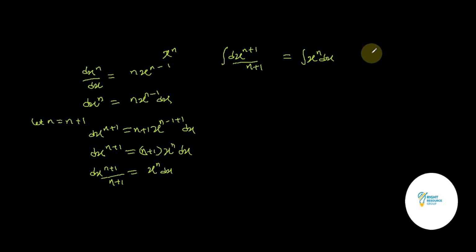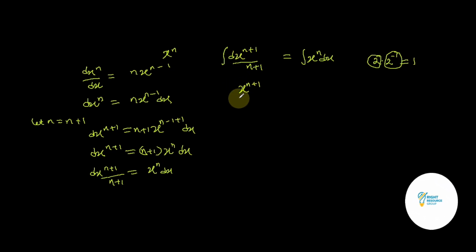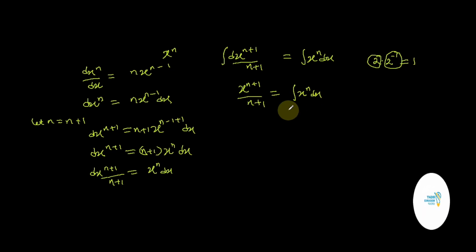So we have been told that integral is the reverse of differentiation, and generally in mathematics, if you have 2 multiplying 2 raised to the power of minus 1, this will give us 1, because this is the multiplicative inverse of 2. So this means multiplying integral with the inverse is going to give you only x raised to the power of n plus 1 divided by n plus 1, and this is equal to integral of x raised to the power of n dx.